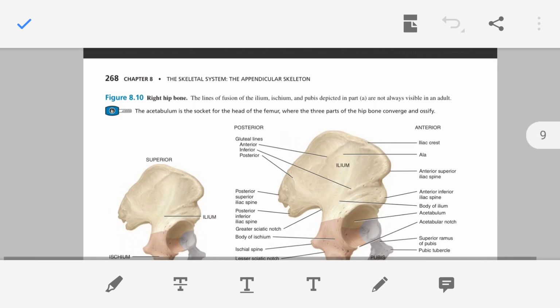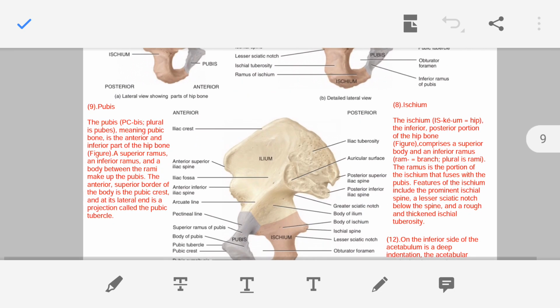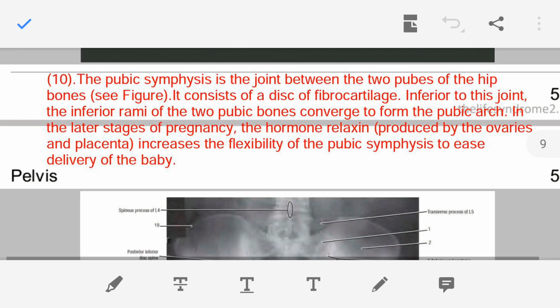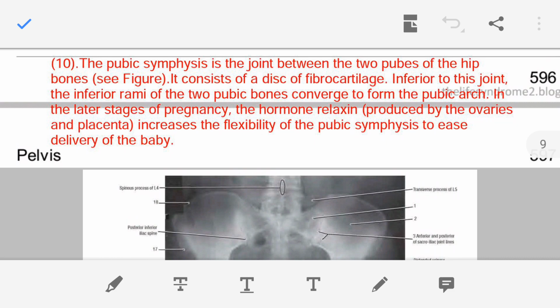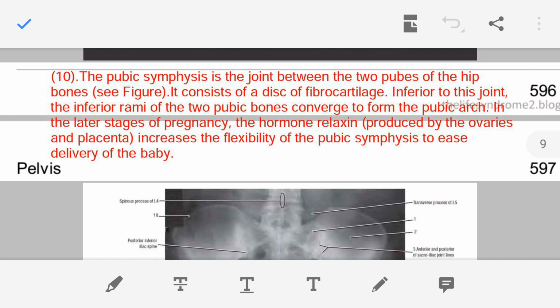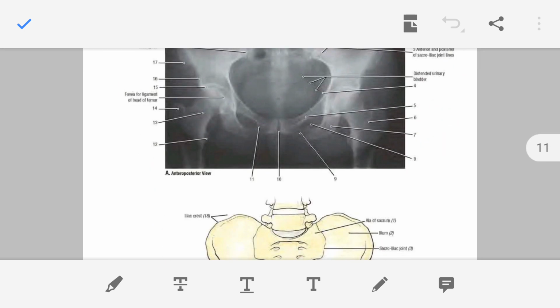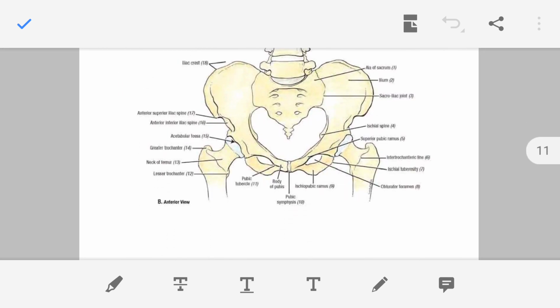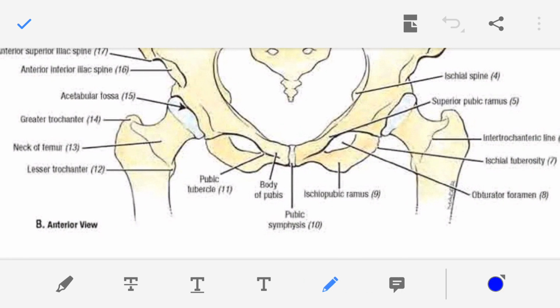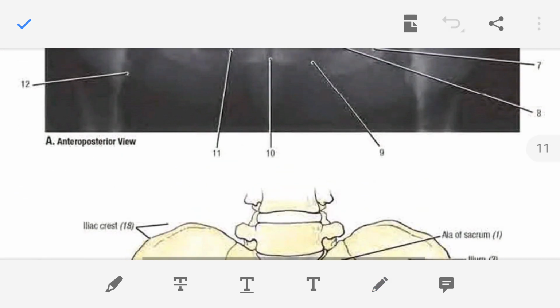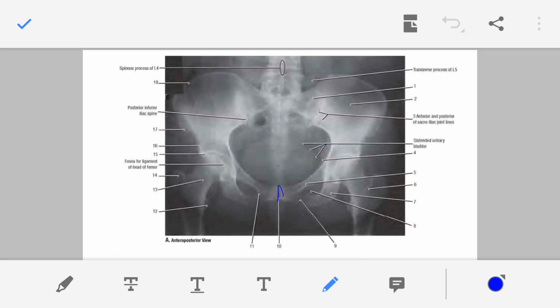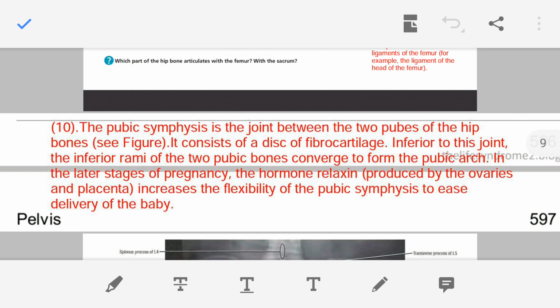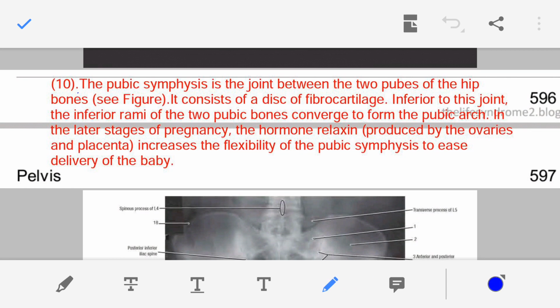Now moving on to the 10th point of our discussion. Now this is regarding the pubic symphysis. What is the pubic symphysis? First of all, in this figure, this part is the pubic symphysis, and in this radiograph, this is the pubic symphysis.